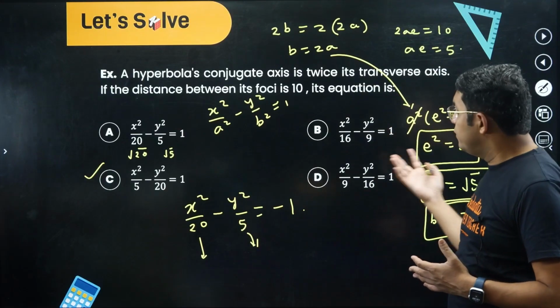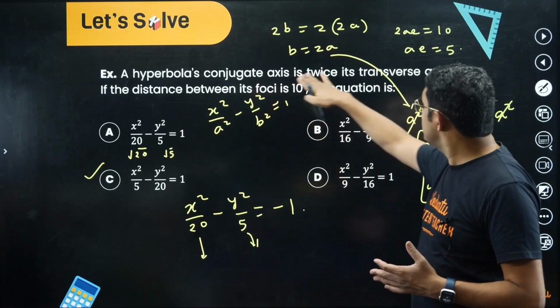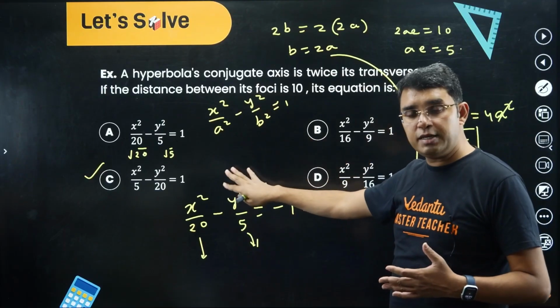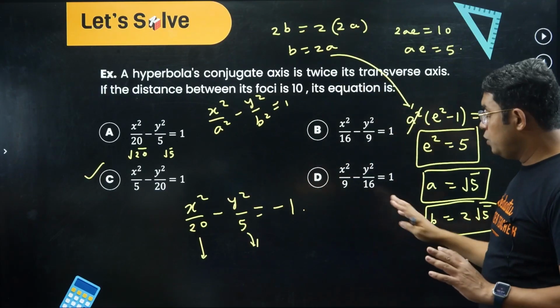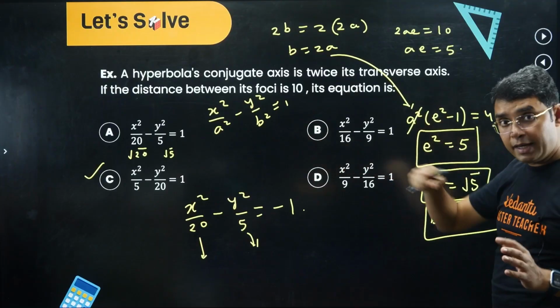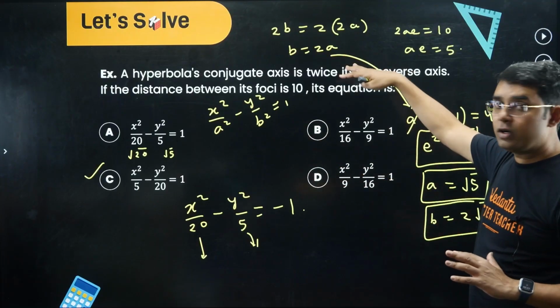They are only asking for the hyperbola which is satisfying these properties. So you just have to check whether it is right-left opening or up-down opening. Whatever you are taking as the answer, it should satisfy whatever is given here.